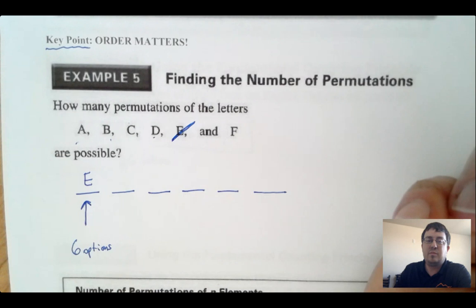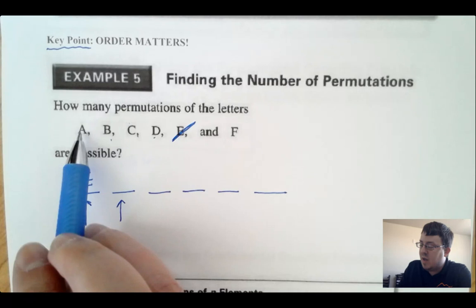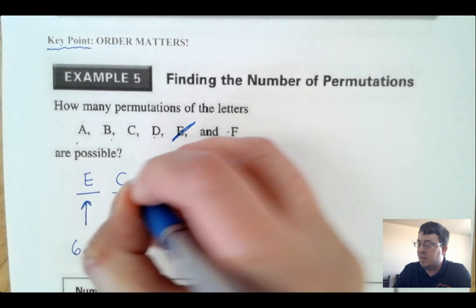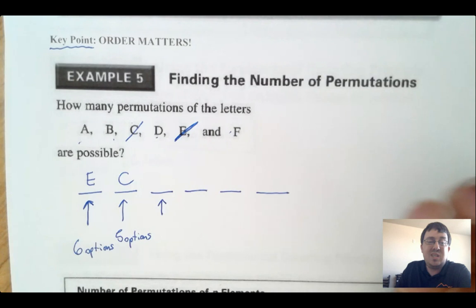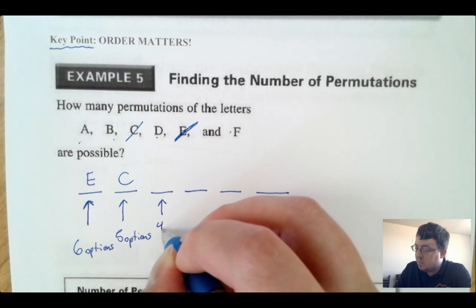So here, for the second letter, I can only choose A, B, C, D, or F. So there's only 5 options here for me. And say I chose C out of those 5 options. For the next one, again, I'm more restricted. I've already used C and E, so I can only choose between A, B, D, or F. There's only four options here. And say I chose F.